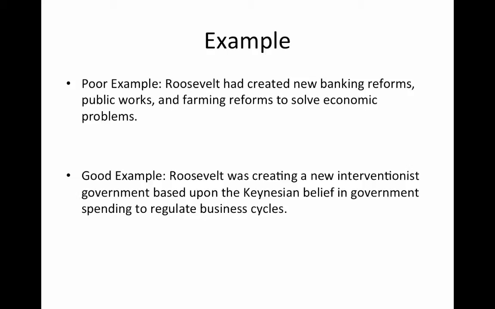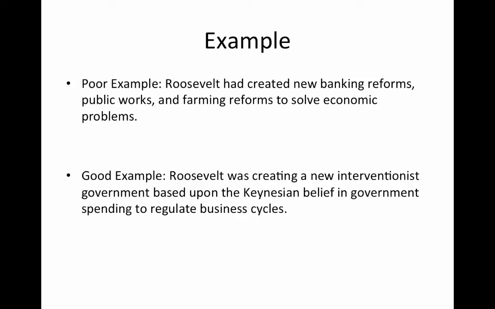So here are some examples. Here's a poor example. Roosevelt created new banking reforms, public works, and farming reforms to solve economic problems. Notice here it's very general. I don't really have anything that's tying back into the body paragraph specifically. I don't have anything that's significant. So how could we make this better?